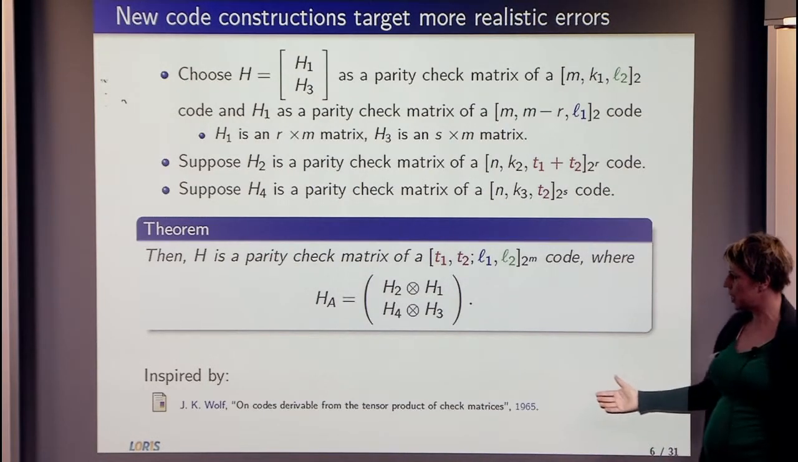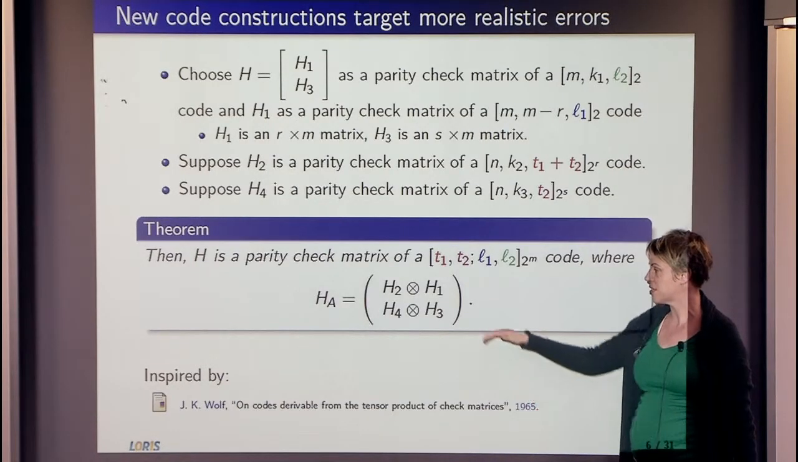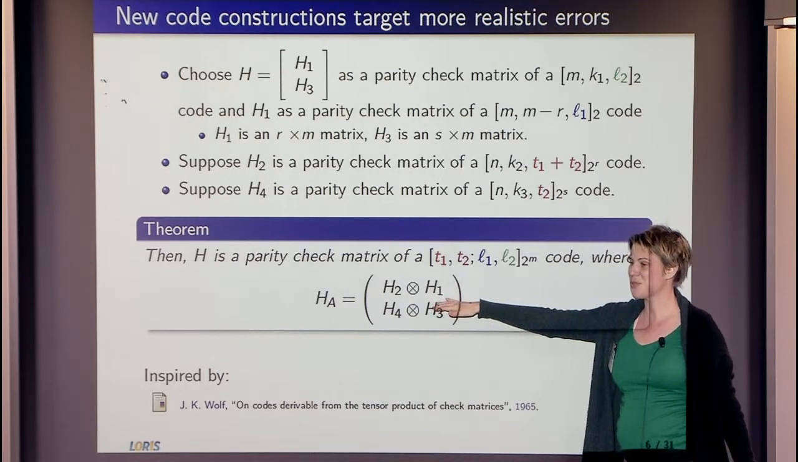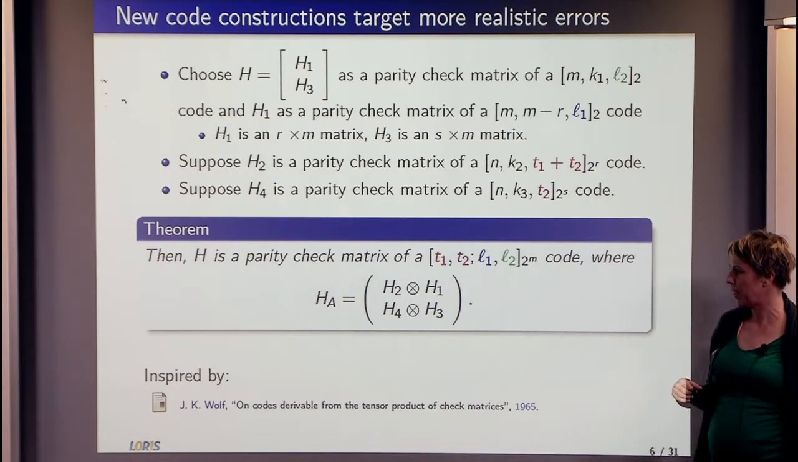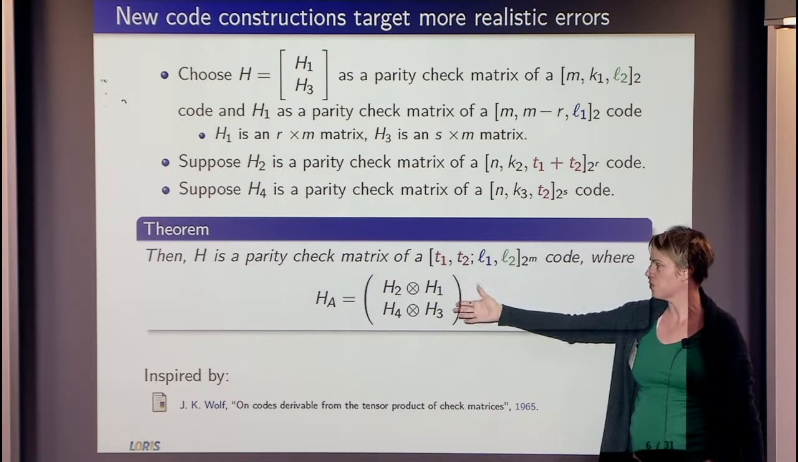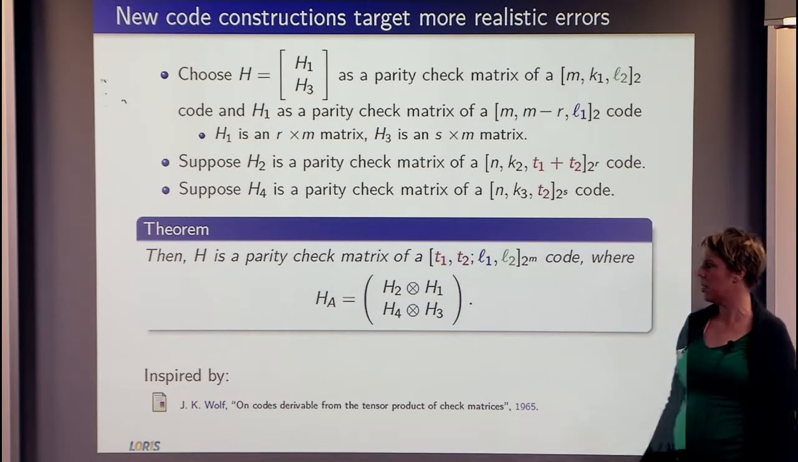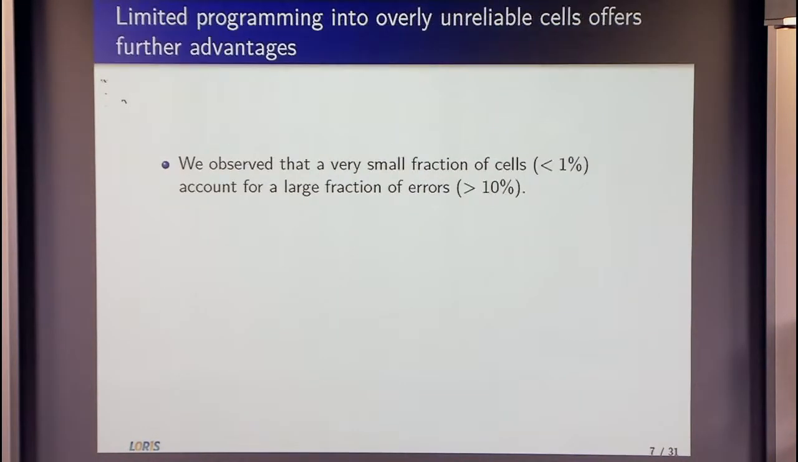I should point out that this was inspired by early work by Jack Wolf from the 1960s, when he proposed a scheme that only has one tensor product operation. Clearly, this was not in the context of Flash. This was in the context of correcting bursts of errors. So we have been able to go back in the past and dig up some old results that can serve as a starting point and then build upon them to provide a family of codes that actually fit the needs of what we are looking for in Flash.